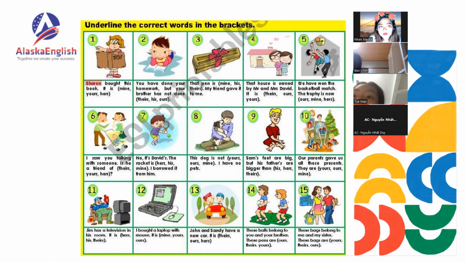Sarah, but this book is it my, your, her. You need to choose. Sharon bought this book. It is mine, yours, or hers. We are referring to Sharon. Hers. This is hers.